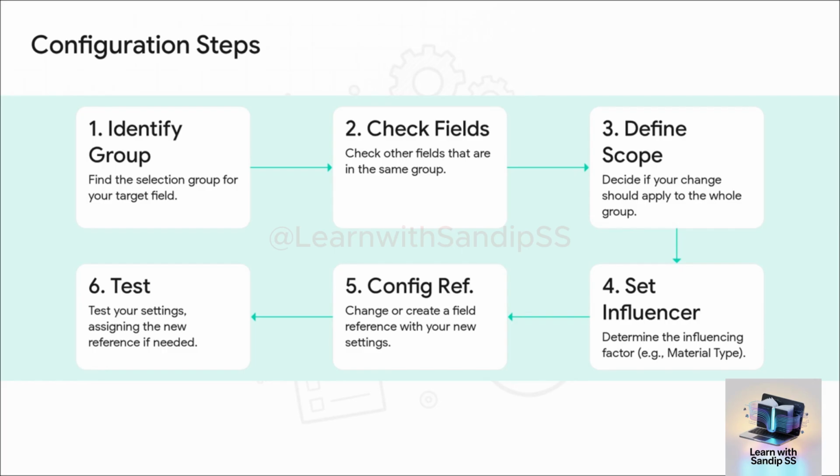Step 4, determine your influencer. What's the trigger? Are you changing the screen for a specific material type or maybe for a particular plant? Step 5, find the field reference key that's already assigned to that influencer. Step 6 is where the action happens. Modify that reference, or even better, create a new one with your changes. And finally, step 7, the one you can't skip, test your settings. You have to be absolutely sure they work like you want them to without breaking something else.